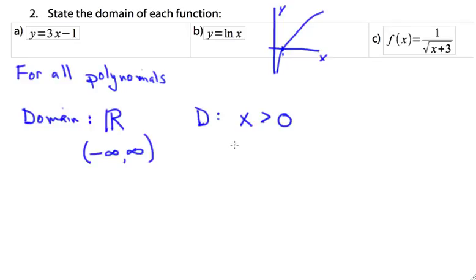We can also represent this in interval notation, thinking about 0 as the lower bound and infinity as the upper bound for that domain.